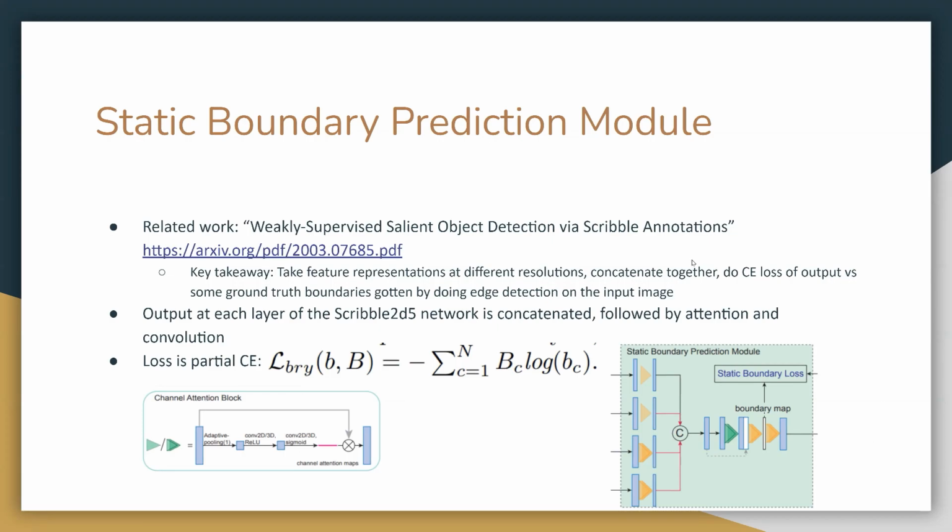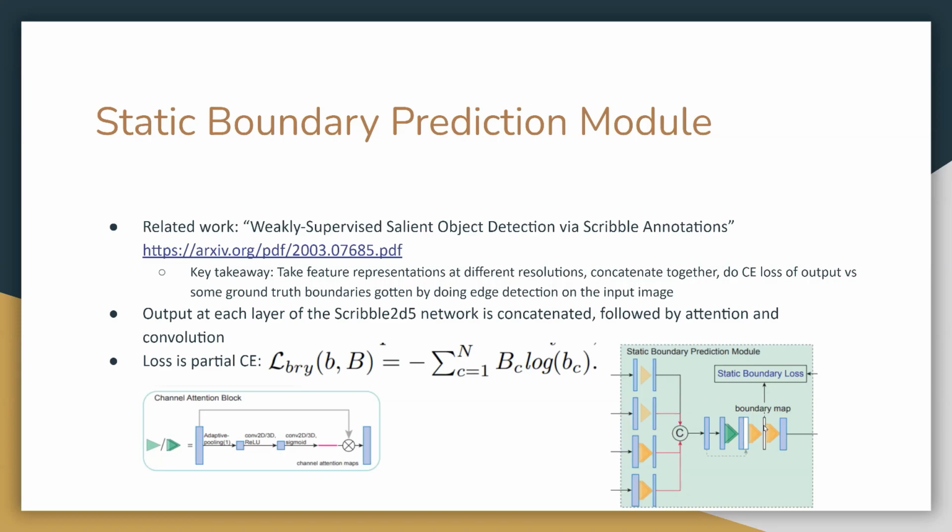So all this is doing is you're taking feature representations of your image, concatenating them all together, and then combining them via these channel attention blocks and convolution. And you're comparing your predicted edges, which should be better due to combining different levels of richness or receptive fields together via this concatenation and upsampling.